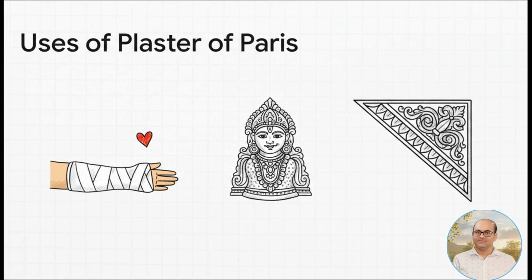If someone unfortunately breaks a bone, the doctor puts on that hard white cast to hold the bone in place so it can heal. That's plaster of Paris. And what about all the beautiful idols we see during festivals like Ganesh Chaturthi and Durga Puja? Many of those are made from POP. And of course, it's used to make all those nice designs on our ceilings.